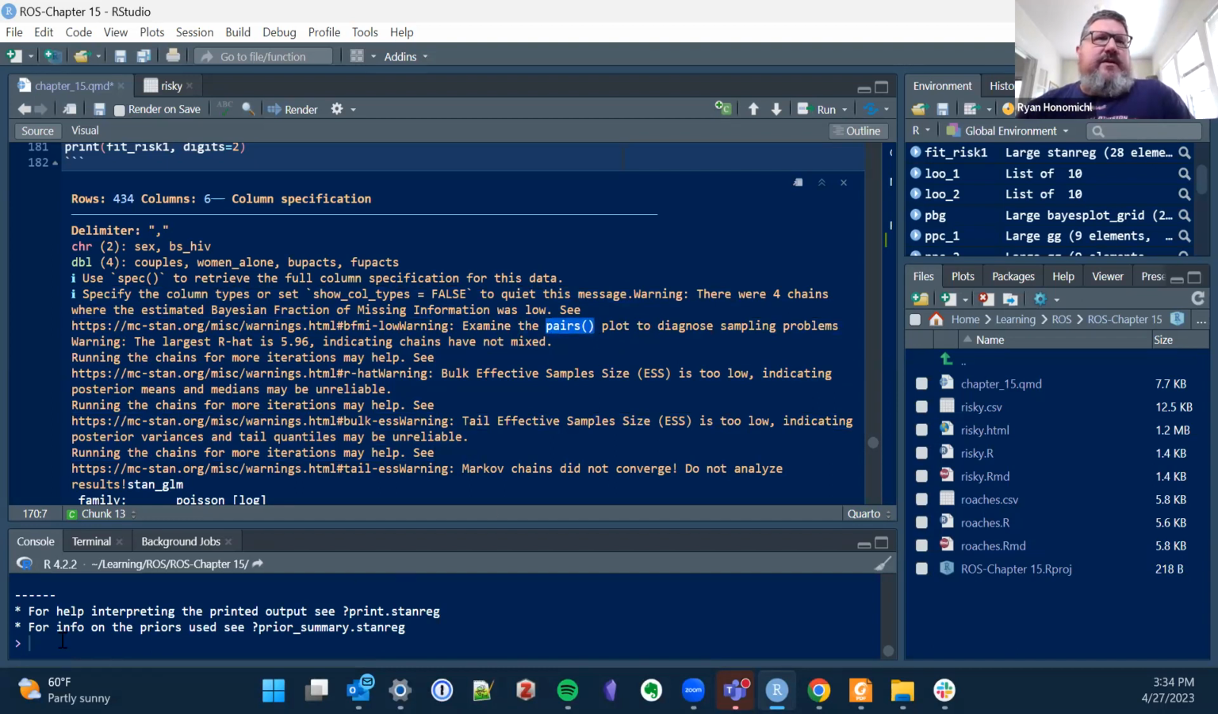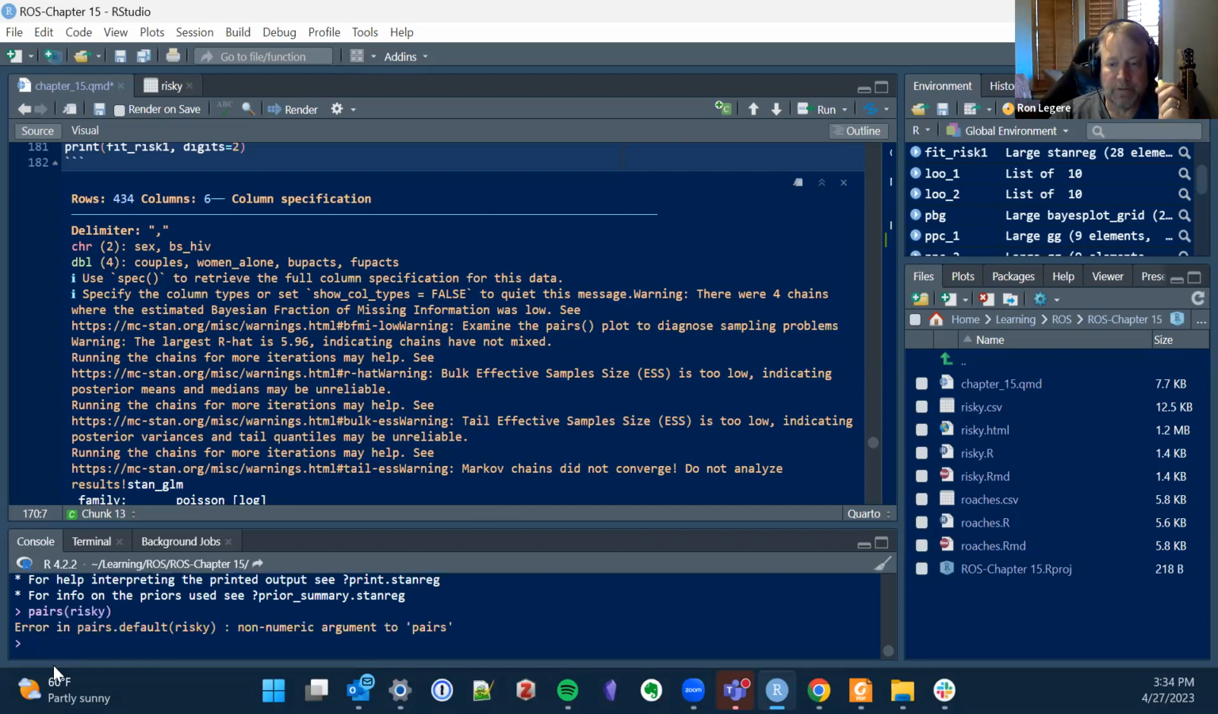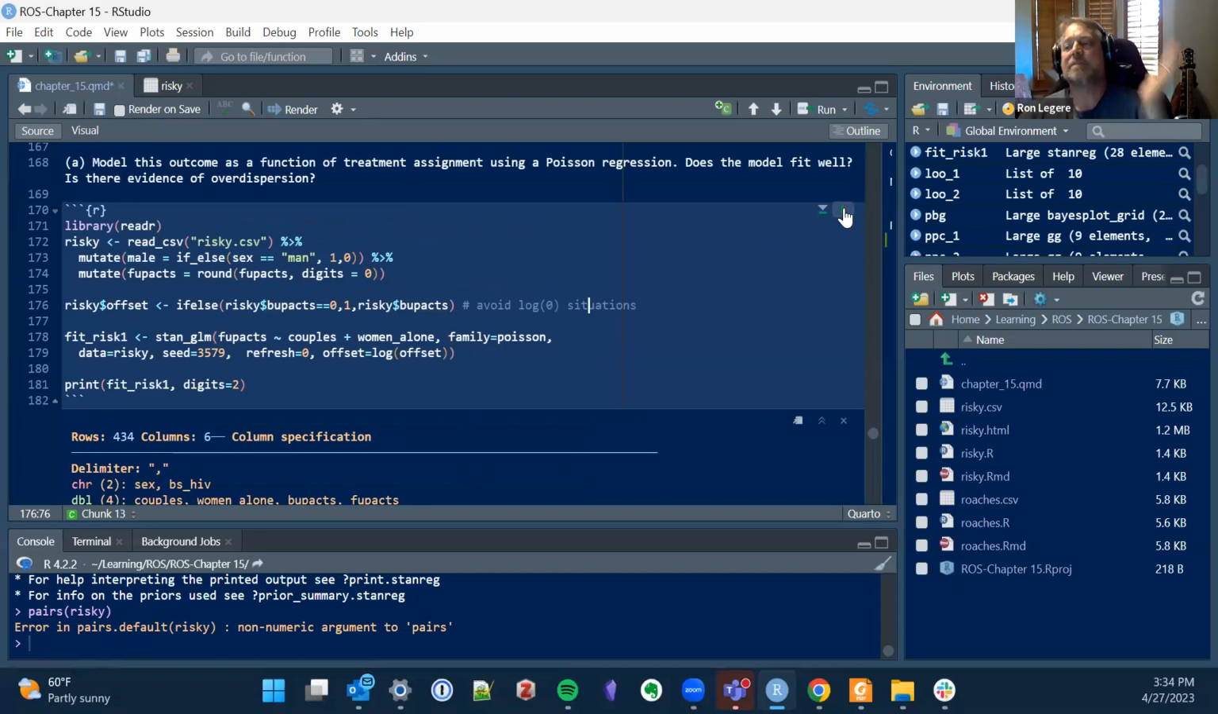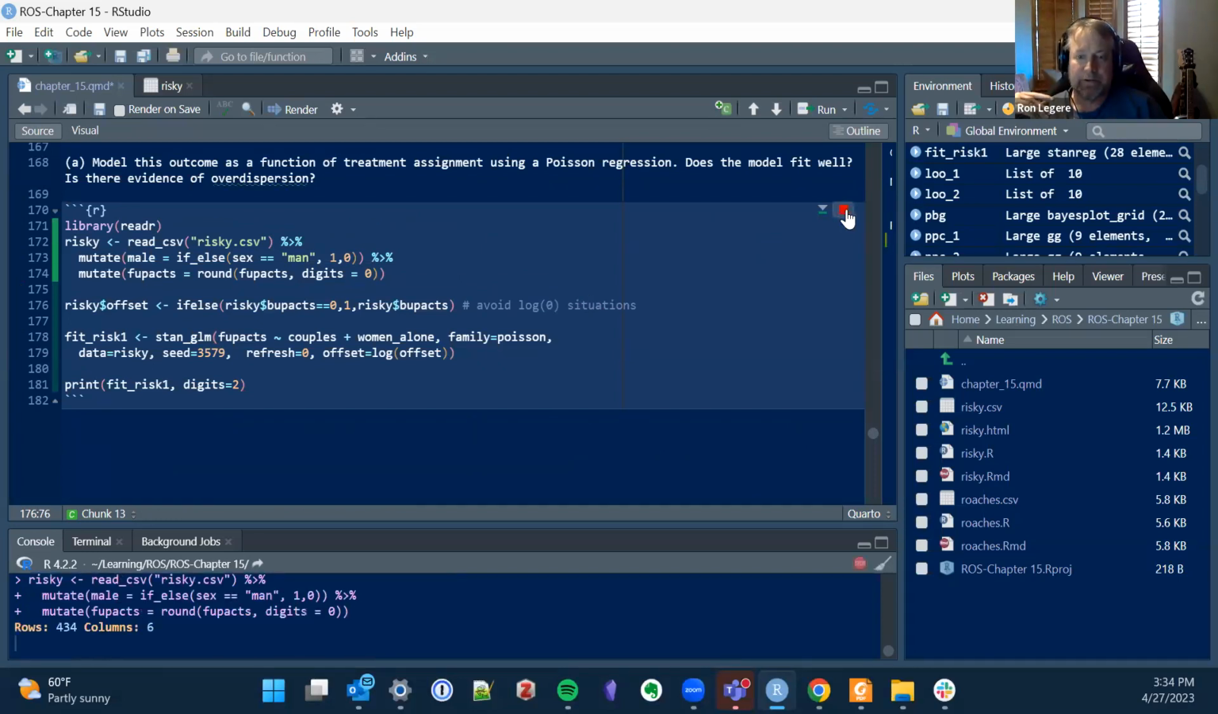So what if I do pairs and then run maybe risk? It doesn't like to use the log offset. Wait, why would you use the log anyway? Oh, actually, no. I didn't do it as the log. That's why. It seems like there should be a log somewhere. Yeah, it's supposed to be a log because it gets exponentiated. That's right.